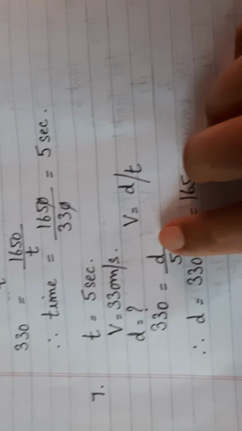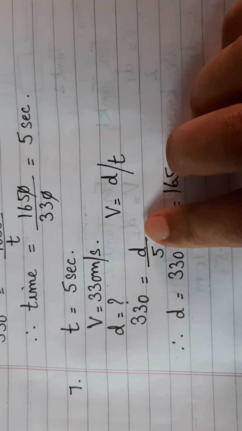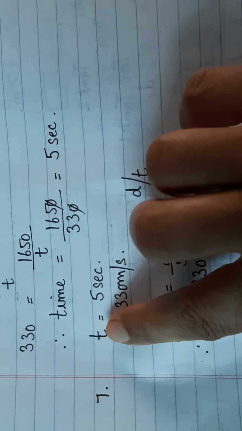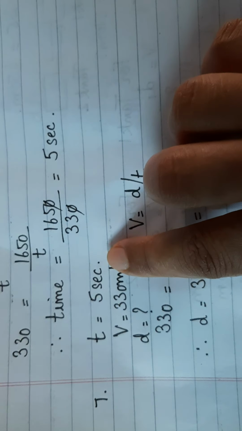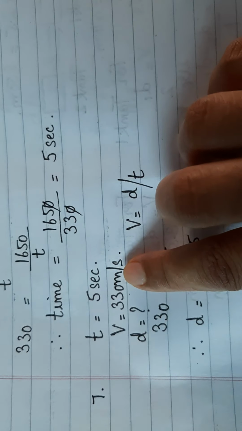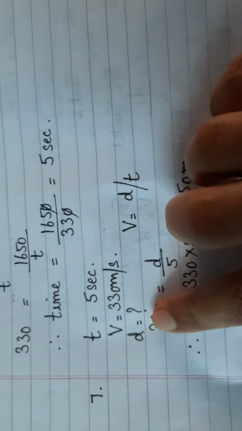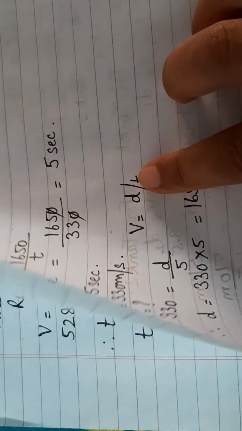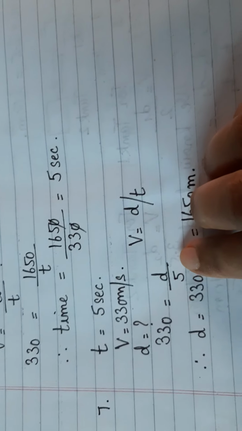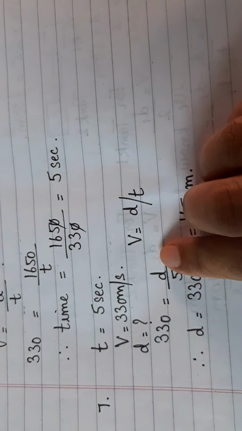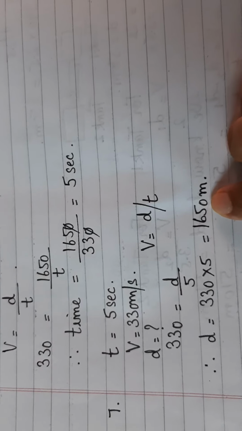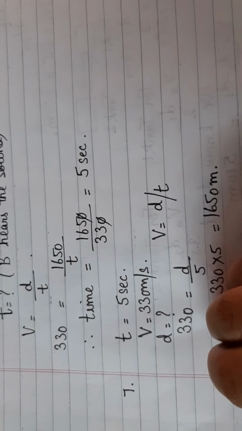In the 7th question it has been given that the time interval between a lightning flash and the first sound of thunder is 5 seconds. So I have written down time taken 5 seconds, and also the speed of sound in air is given to be 330 meters per second. You are supposed to find out the distance of the flash from the observer. Simple direct formula: speed is equal to distance upon time. What is the speed? 330. We are supposed to find out the distance, and the time is 5 seconds. I multiply, distance is equal to 330 into 5, and that works out to be 1650 meters, and that is your answer to numerical problem 7.